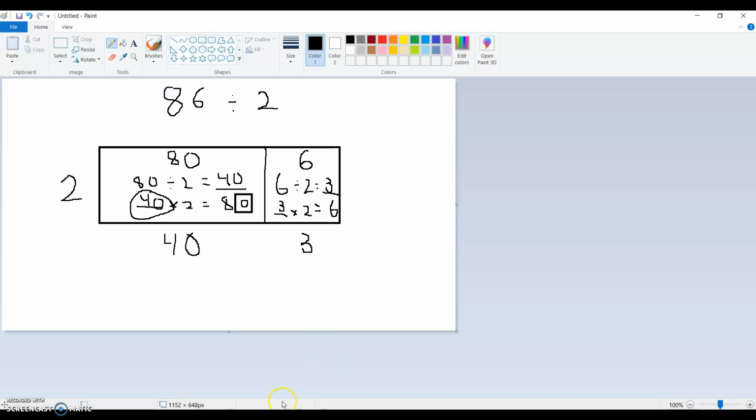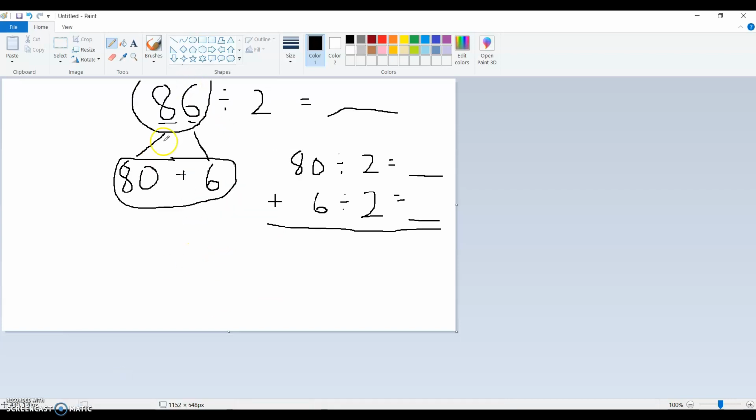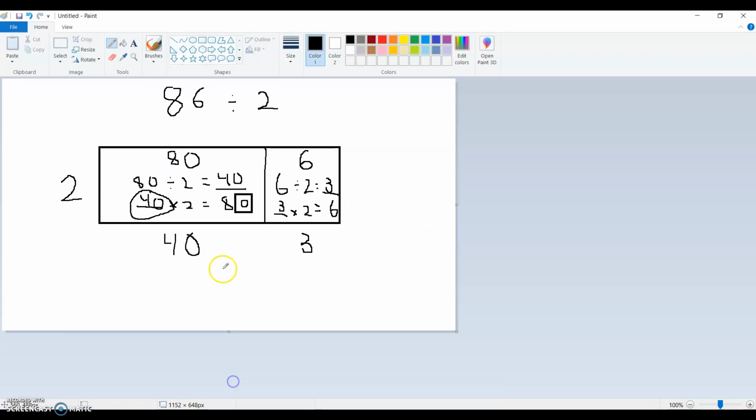And finally, like we said earlier, in order to find our quotient, we took 86 and we broke it down into 80 and 6. But if you break apart a big number, you always have to add back up the pieces. So we are left with 40 plus 3 equals 43.